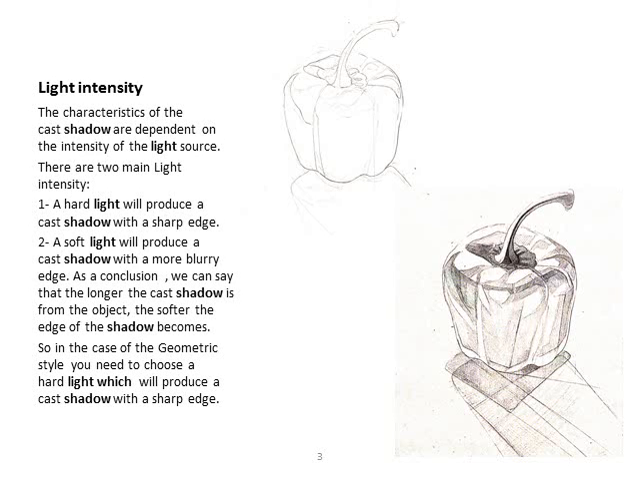The characteristics of the cast shadow depend on the intensity of the light source. There are two main light intensities. The first one is the hard light, which creates sharp edges. The second one is the soft light, which creates soft edges. In the geometric style, you need to choose a hard light intensity, which will create more contrast between light and shadow, so you will observe the surface structure in a better way.